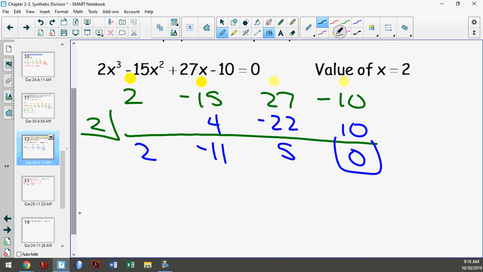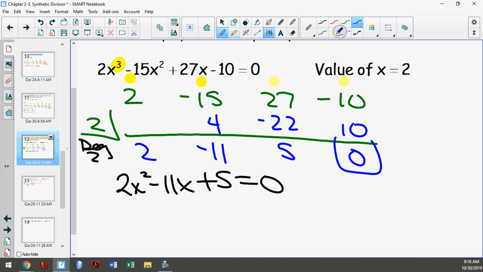Now, as soon as I do the synthetic division, what degree does this drop this thing down to? Drops it down to degree 2. So that is 2x squared minus 11x plus 5. And I'm going to set that equal to 0 because I want to factor that completely. So how do I factor that?